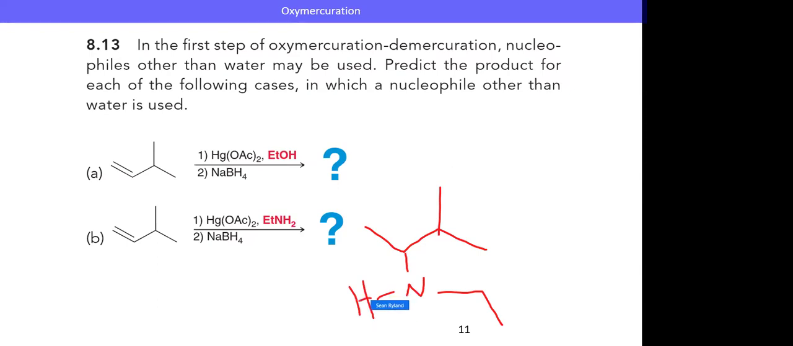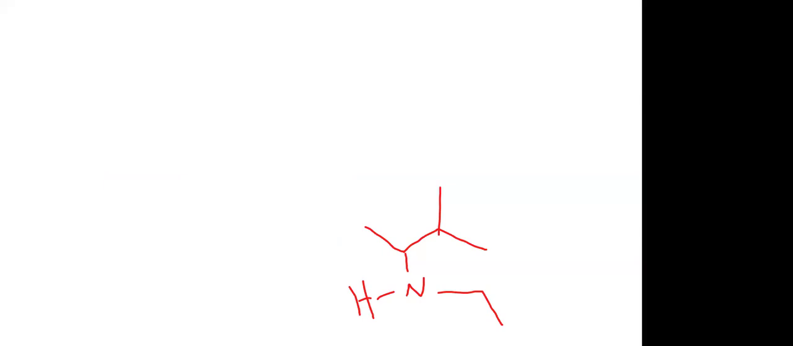It was NH2. Nitrogen has five valence electrons, so it makes three bonds. Does one hydrogen go to the other side? It's not the same hydrogen. The net result looks like that. So we have to be careful with the acid catalyzed hydration, right? It was not the same.